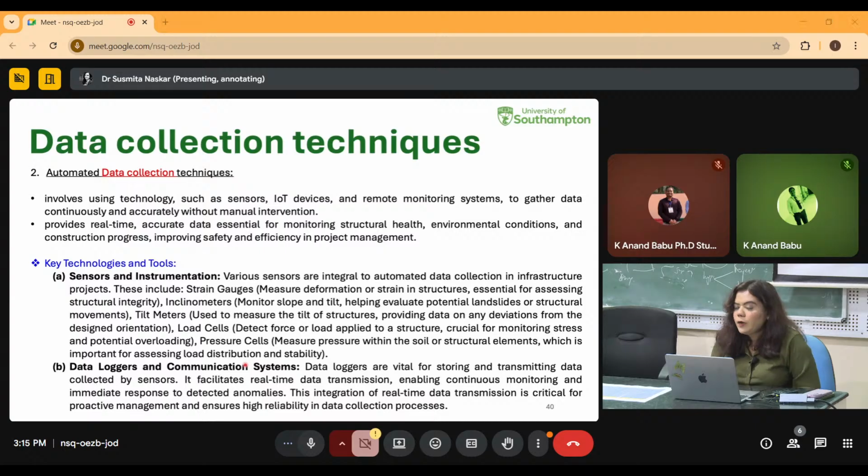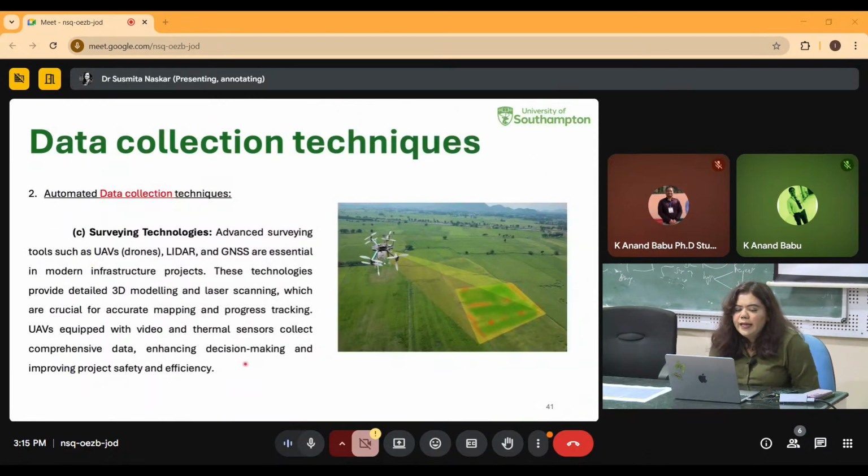In essence, automated data collection not only overcomes the limitations of manual methods, but also enables smarter decision making with accurate, real-time data, right? Another important tool, besides sensors and instrumentation, is surveying technology. That's also important for how you monitor the data through the sensor. There are several ways we do that in modern infrastructure projects where we cannot reach using manual methods.